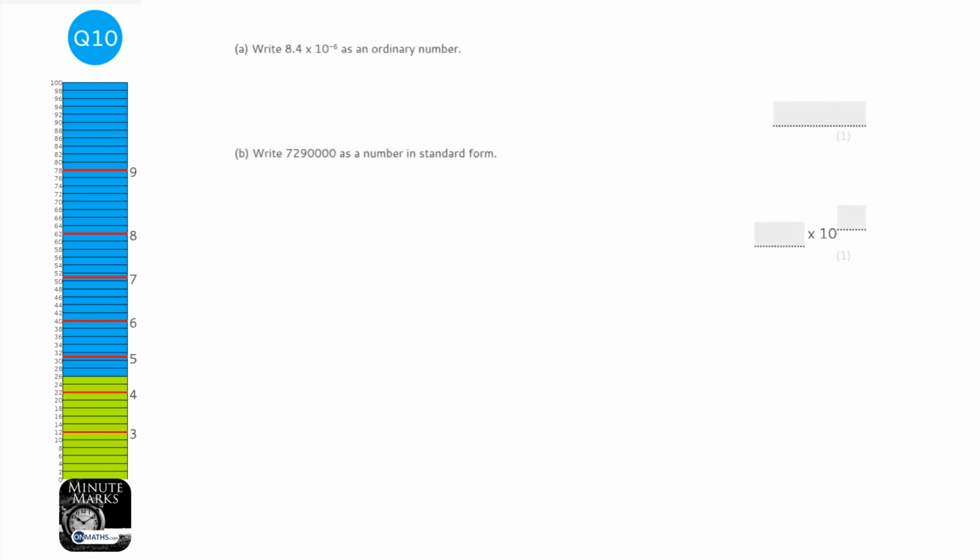Okay, to convert from standard form, you just write the number down, and the power will tell you where to go. So if the power is positive, then you go to the right. If it's negative, then you jump to the left. Now since it's negative, we're going to jump to the left, and it's -6, so we're going to jump 6 spaces. So 1, 2, 3, 4, 5 and 6.